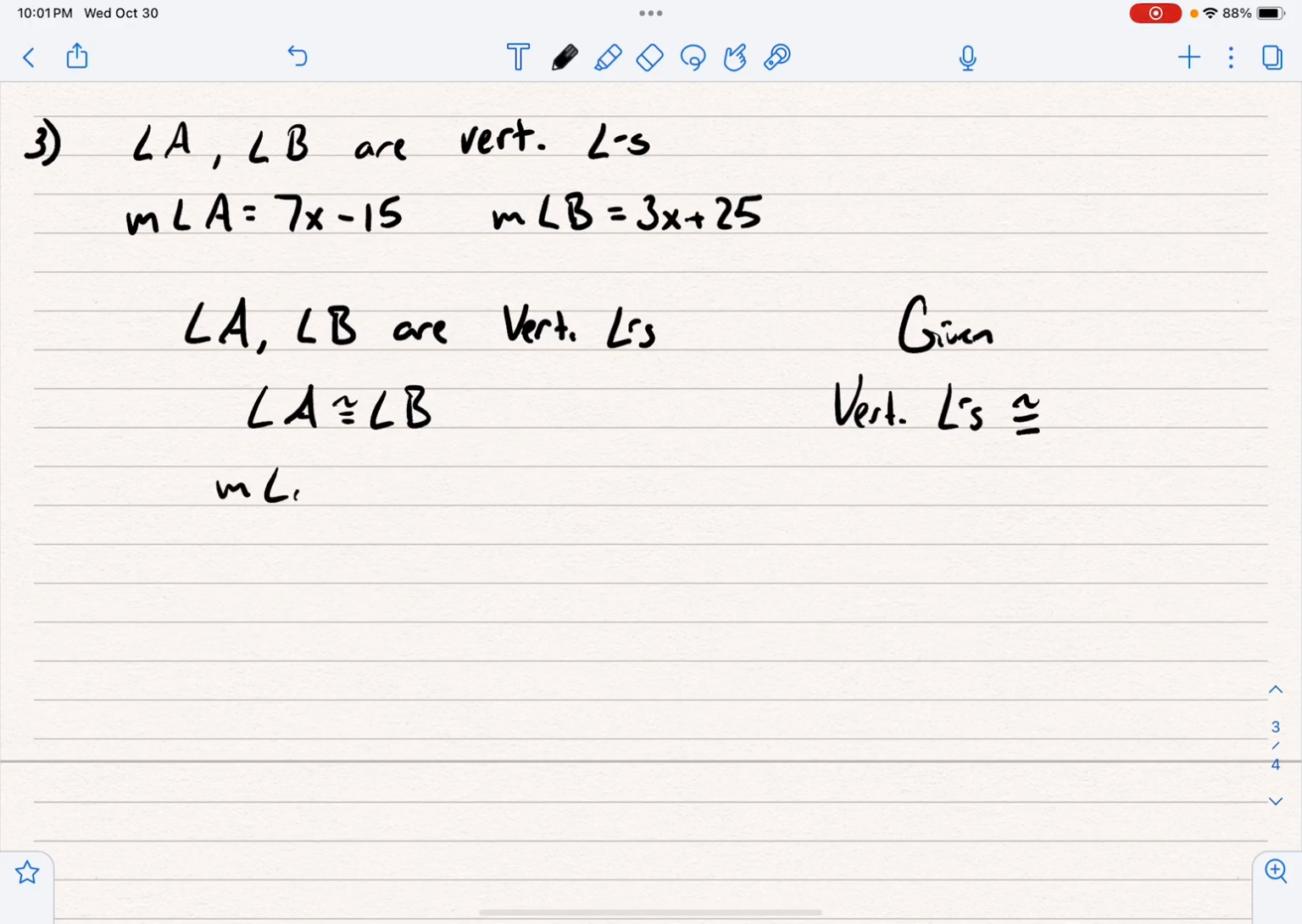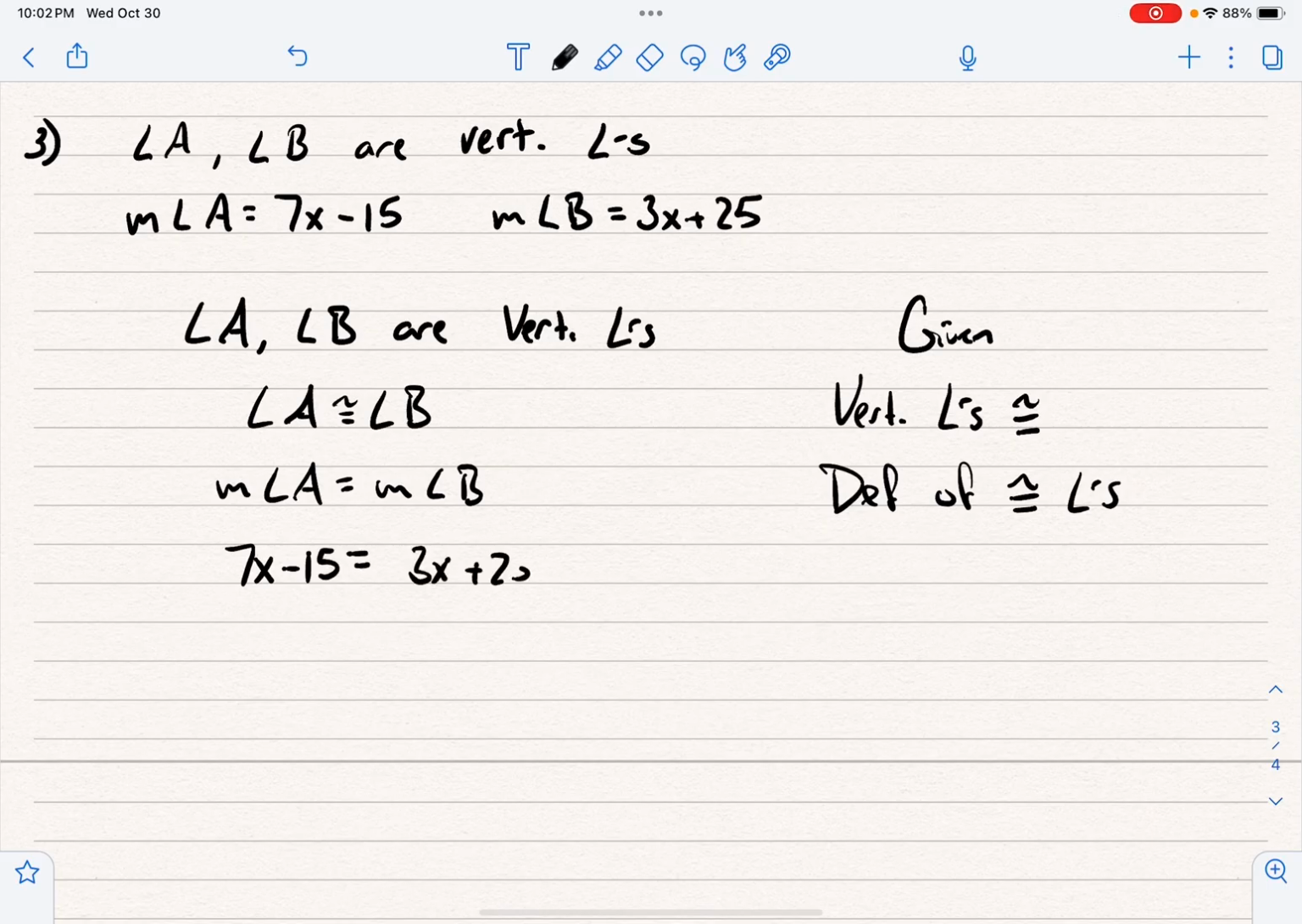And if these angles are congruent, that would mean that their measures must be equal. Remember, angles can be congruent, but numbers can be equal, and the measure of an angle is a number. So these measures are equal, which is the definition of congruence, or definition of congruent angles. Either way you go. And at this point, we can substitute some things out. We could say 7x minus 15 is equal to 3x plus 25, and that is the substitution property of equality.